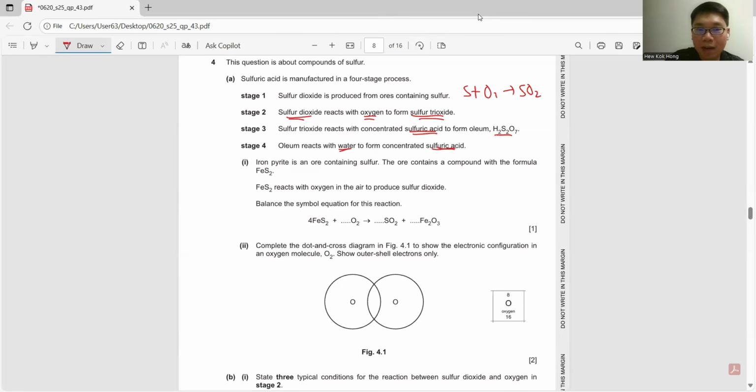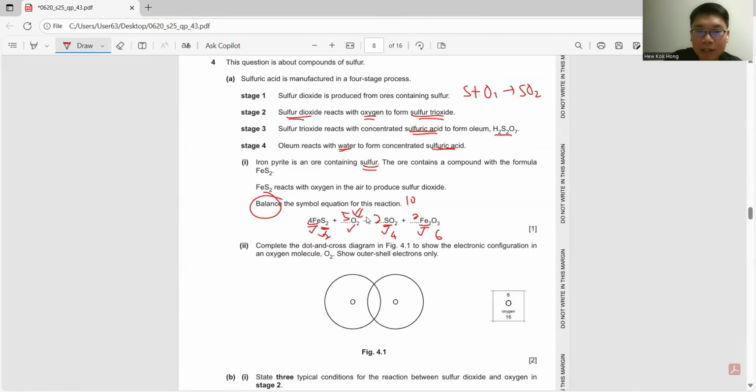So first question, iron pyrite is an ore containing sulfur. The ore contains a compound with the formula FeS2. This reacts with oxygen in air to produce SO2. So they ask you to balance. We check. Oxygen is the only element, so we do it last. We do Fe first. So Fe here has 4, here must have 4 also. So I times 2. After here is fixed, then we know here sulfur has 2. This sulfur also needs to have 2, so we put a 2 here. And then here oxygen left 4, here oxygen has 6, and they are fixed, so we have 10 oxygen here. Here also needs to have 10 oxygen. Then the equation is balanced.